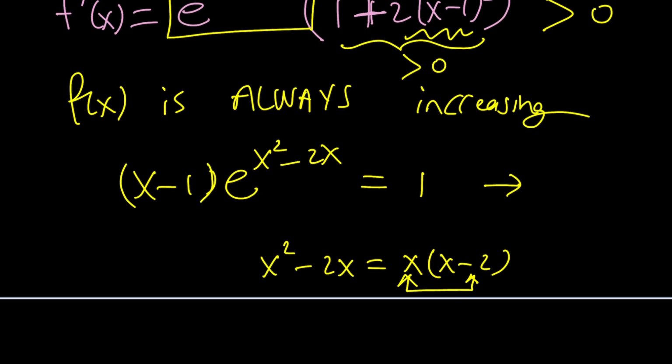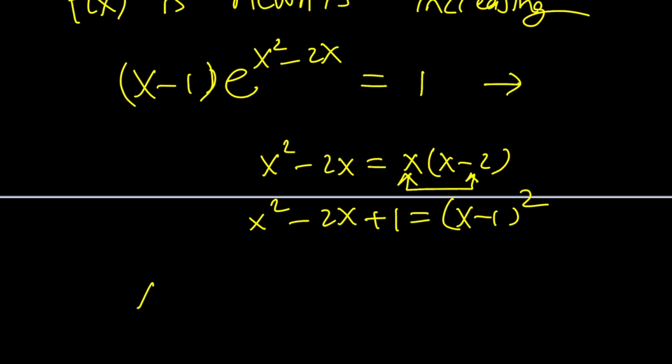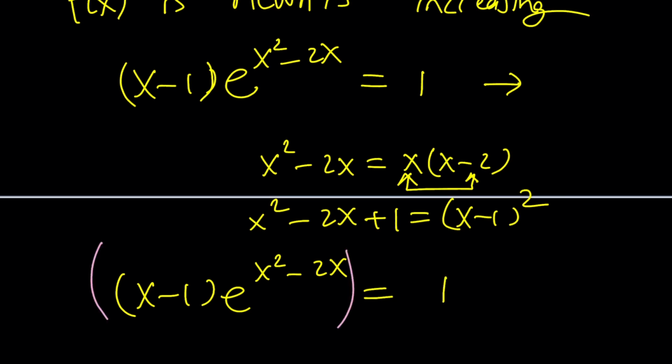You know what that means? If you add 1 to this, you get a perfect square. Why? Because this becomes x minus 1 squared. Wait a minute. Can you just add 1 to the exponent? No, but you can multiply by something. So here's the thing we're going to do. First, we're going to square this expression. Okay? Let's square both sides. And you'll see in a little bit why.